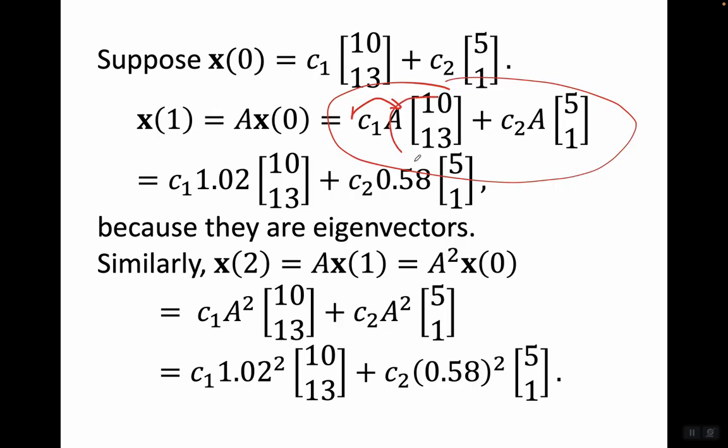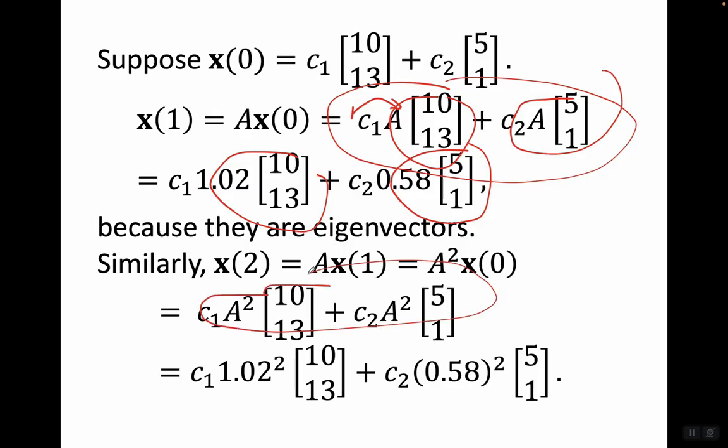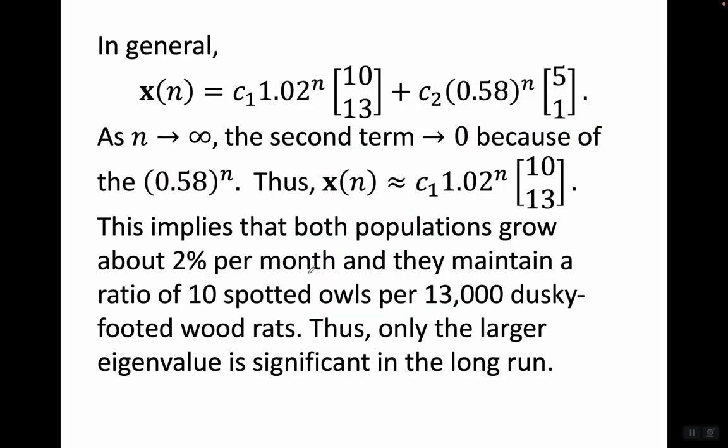And remember that A times (10, 13) is going to be the same thing as 1.02 times (10, 13). And A times (5, 1) is the same thing as 0.58 times (5, 1), because those are eigenvectors for A. Similarly, x(2) is A times x(1). That's going to be A squared times x(0). So it's going to turn out to be c1 A squared (10, 13) plus c2 A squared (5, 1). In other words, c1 times 1.02 squared times (10, 13) plus c2 times 0.58 squared times (5, 1). In general, x(n) is going to be c1 times 1.02 to the n times (10, 13) plus c2 times 0.58 to the n times (5, 1).